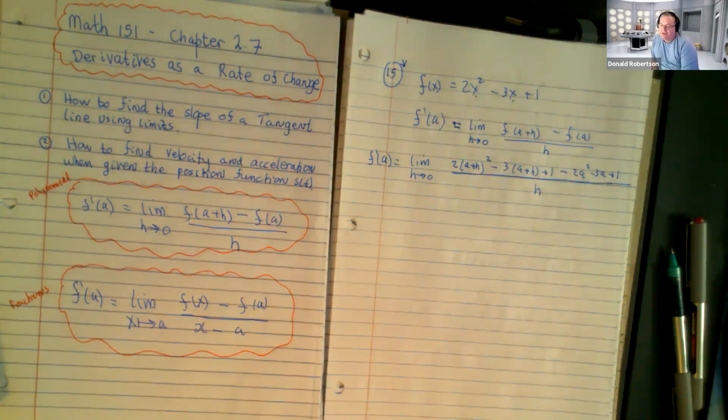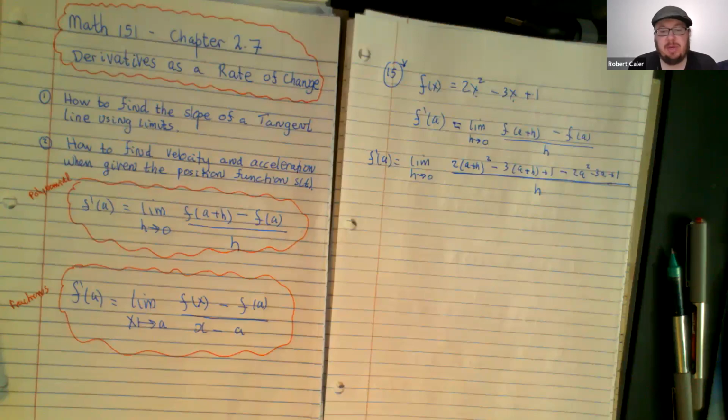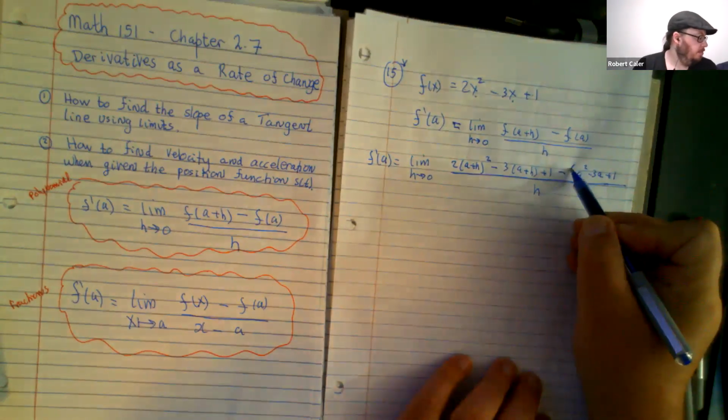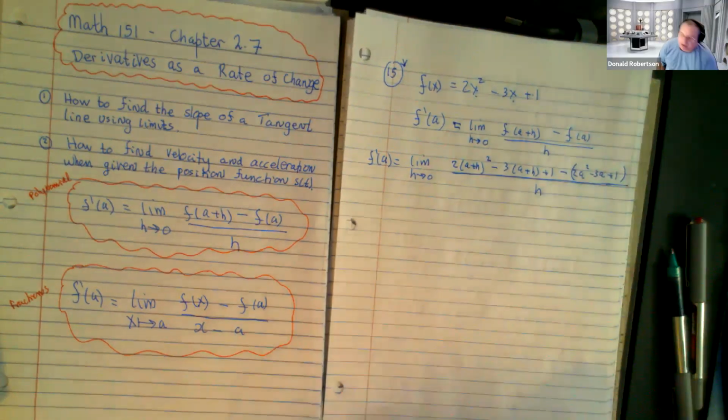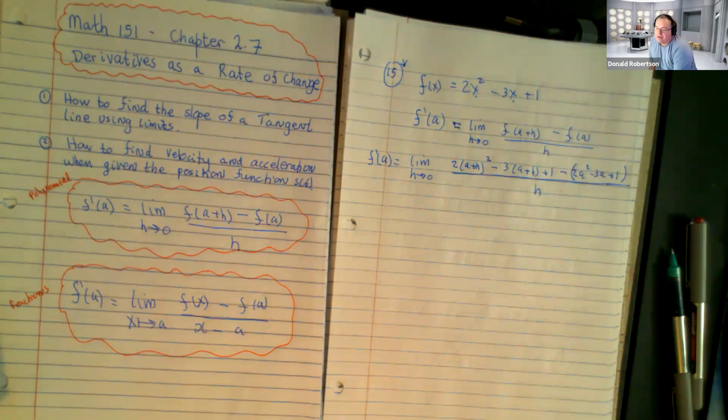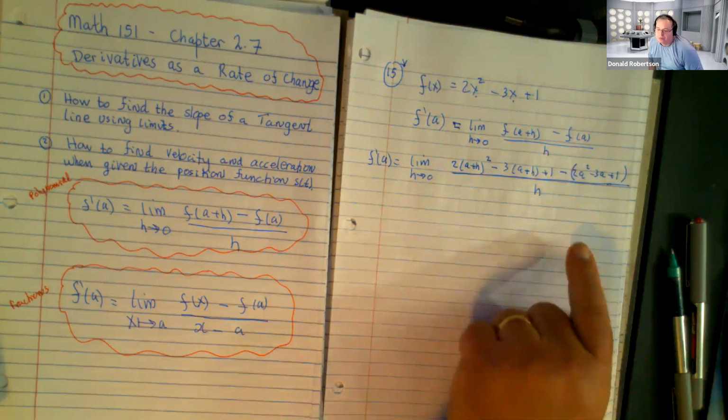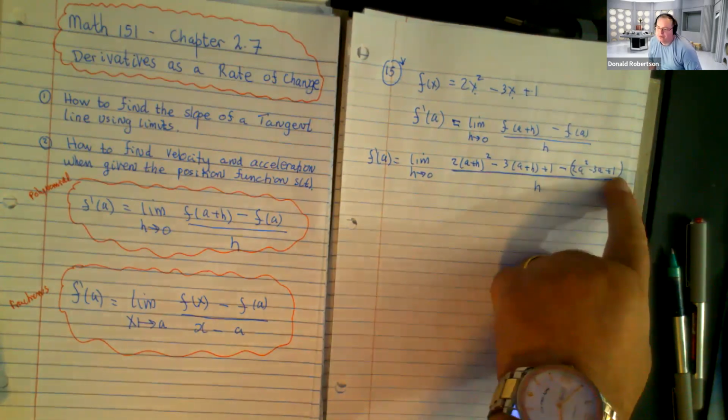That is a mistake. What have I forgotten to do? Didn't distribute the negative. So the easiest way to remember that right now is just stick a bracket around it. Aren't you subtracting all of f of a? Before I put those brackets in, I was only subtracting the first term. The other two were unchanged.